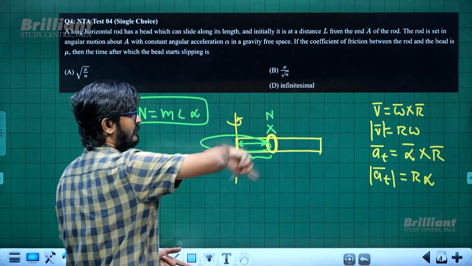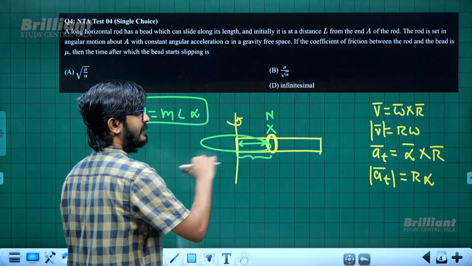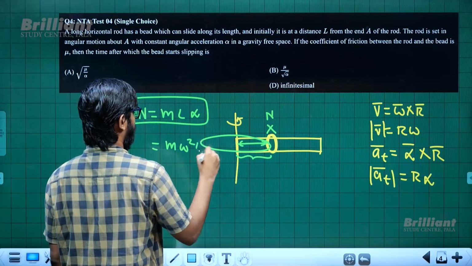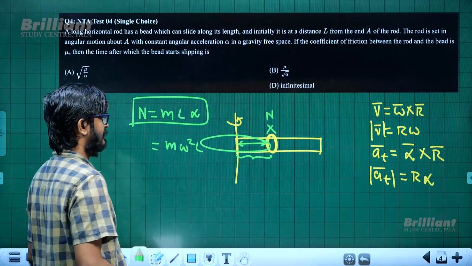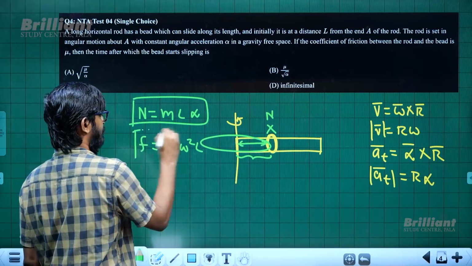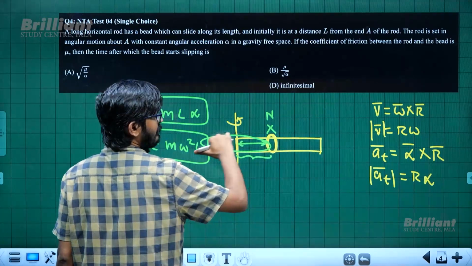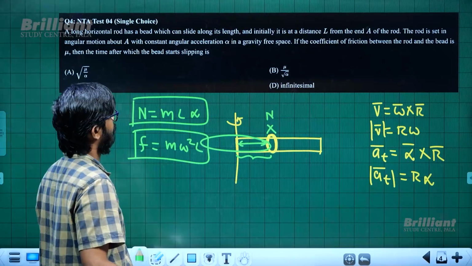Now it is performing circular motion also. So who will be providing the required centripetal force? How much is that required centripetal force? M omega square R. But who is providing that required centripetal force? Friction, right? So normal will provide the tangential force, friction will provide the required centripetal force.